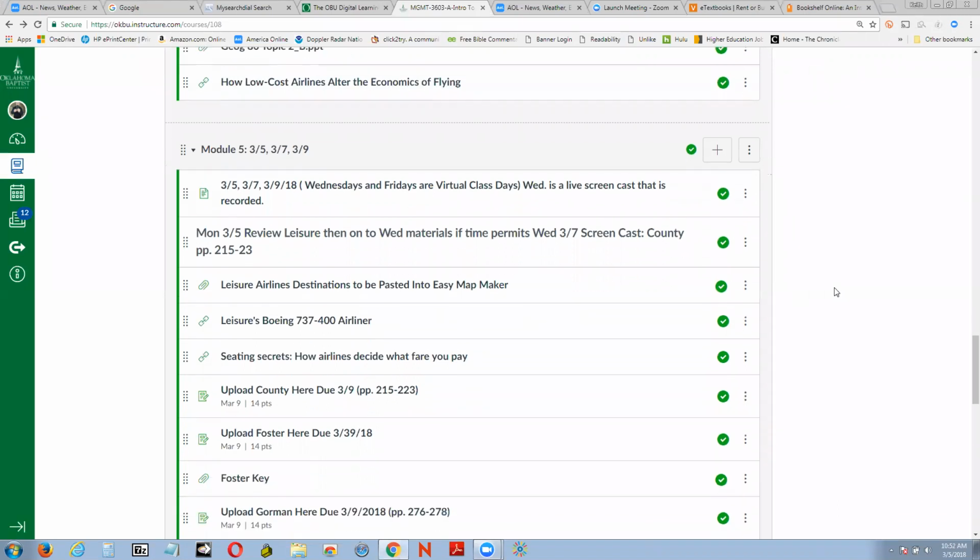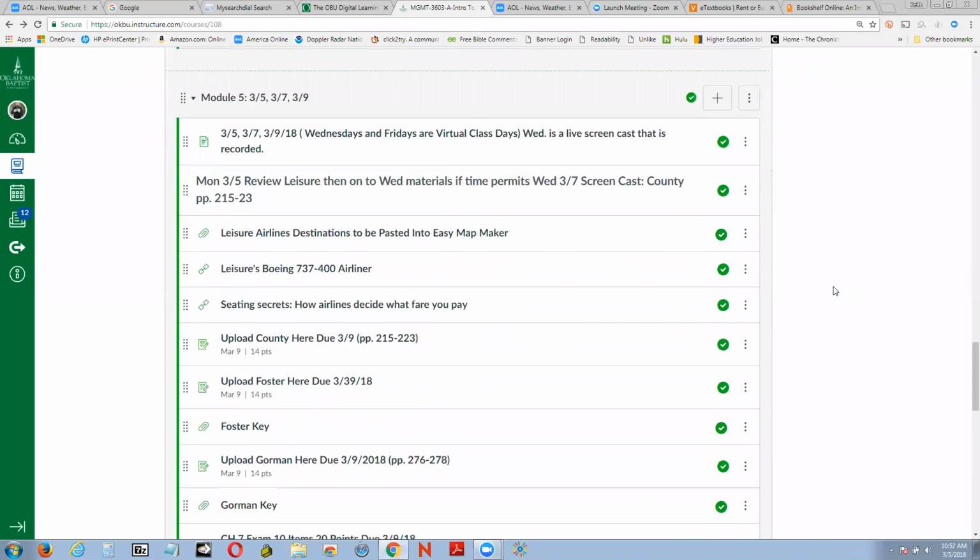We have a fairly busy week, so let me run through the agenda. Today, of course, is the 5th, and we're going to review Leisure, that case, and then we'll move on to look at the county case, okay? And then we'll move on to two other cases, and probably this will happen on Wednesday. Two cases that are going to be due, Foster and Gorman.